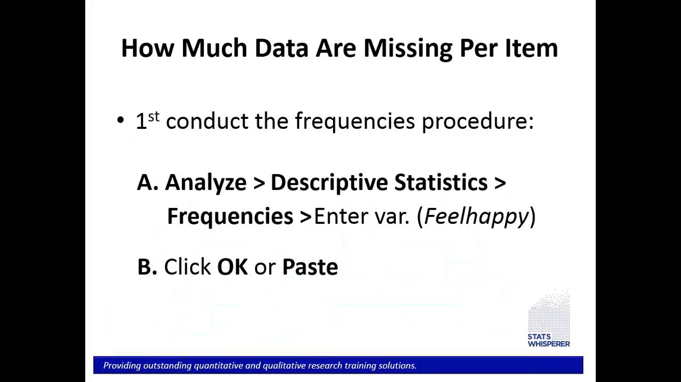So to find out how much data are missing per item, that's perhaps the most simple. All we need to do is conduct a frequencies procedure. Here's the path for it, as we've done before, and it will be revealed. So suppose we did, as we state here, the frequencies procedure for the item feel happy.